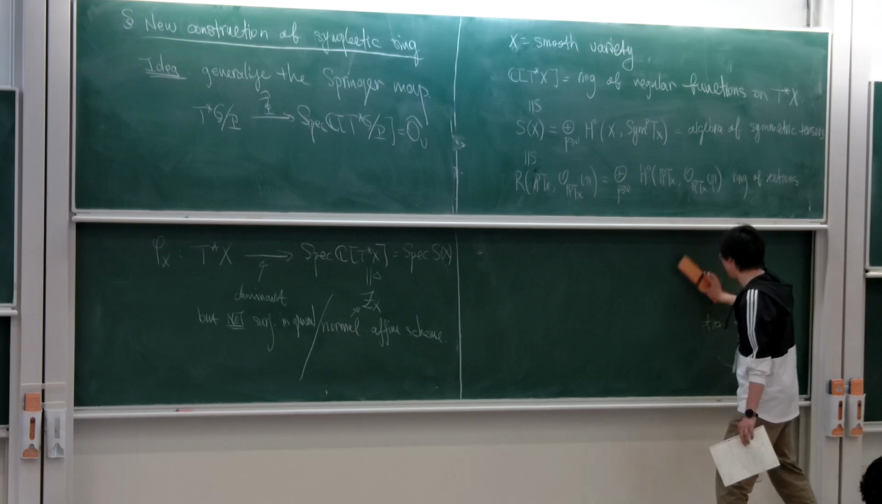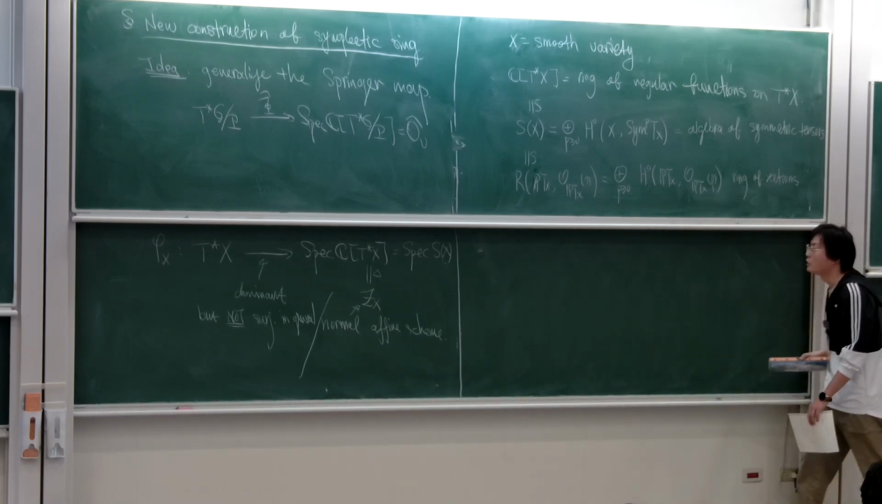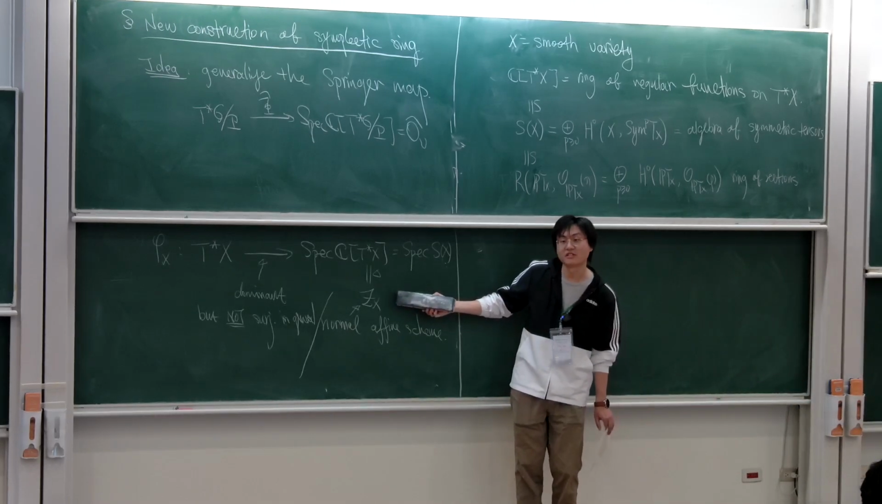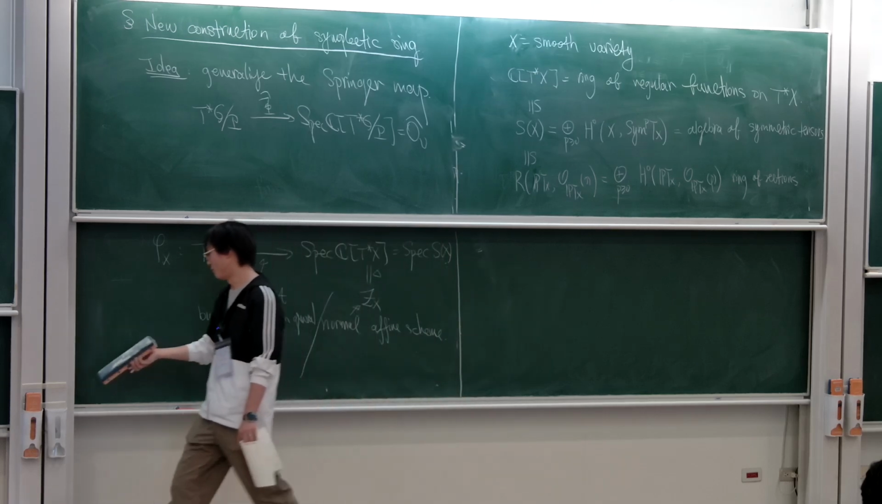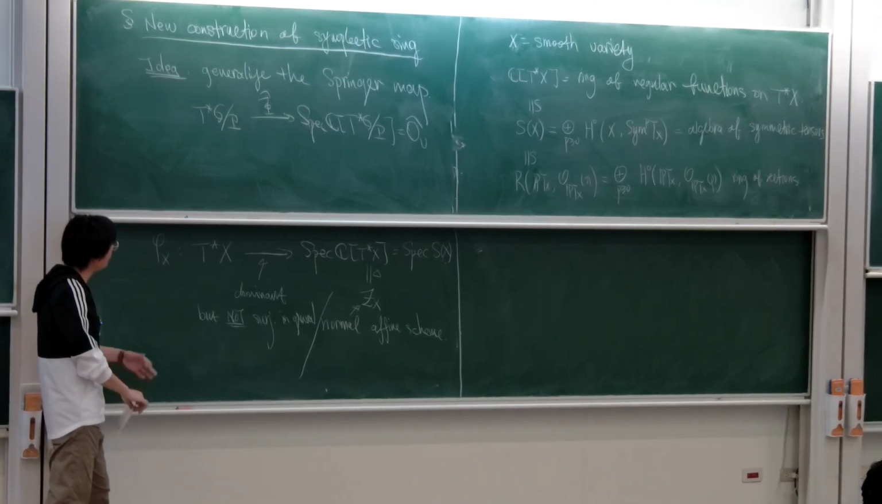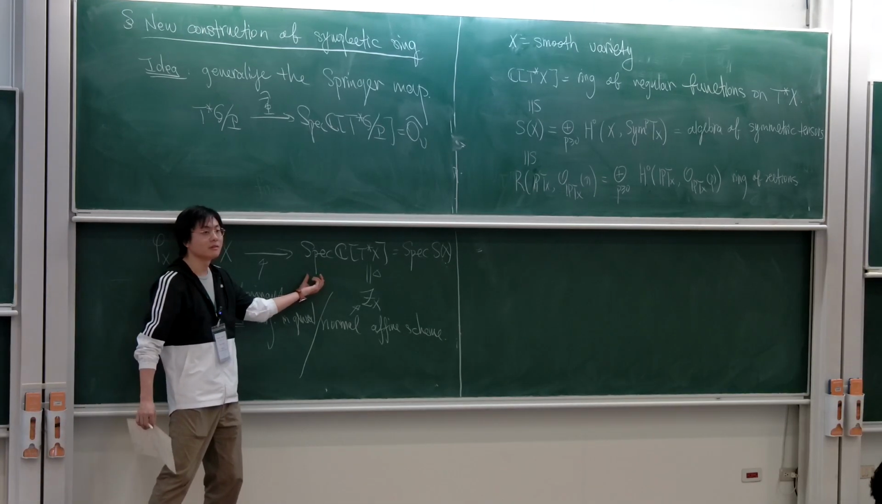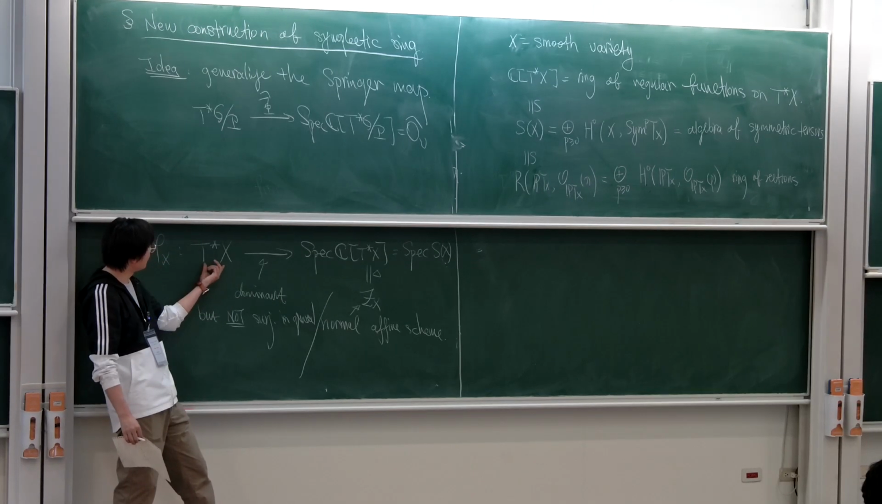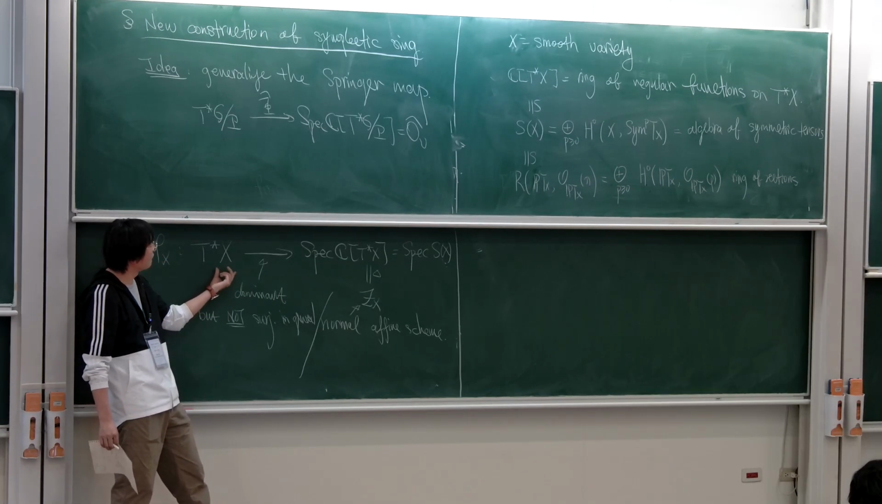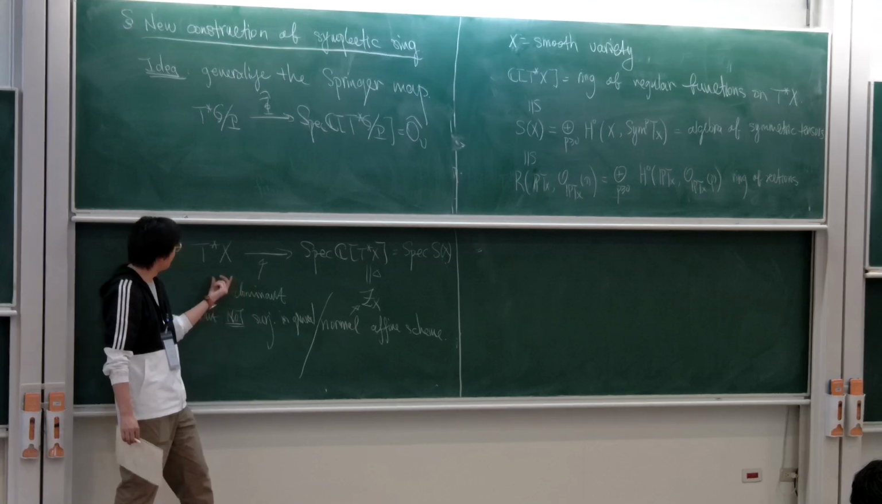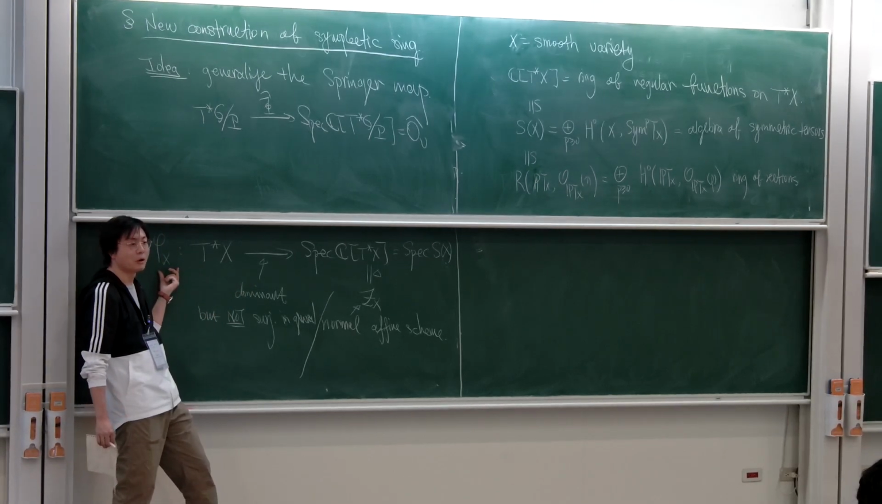And now we want to see in which cases this variety is in fact a symplectic variety. So first of all, I want to find some symplectic form over this one. In this case, I want to use the symplectic form on T star x to give a symplectic form on this one. So at least I need this map to be birational.